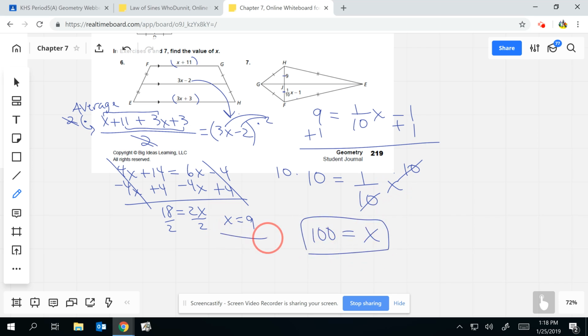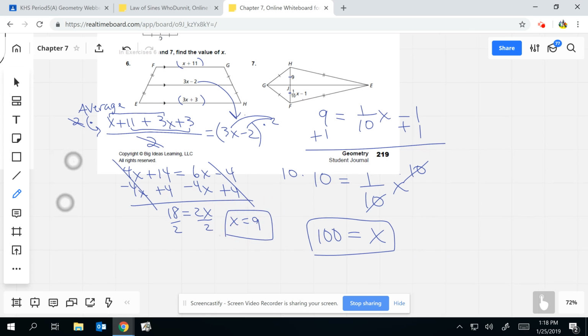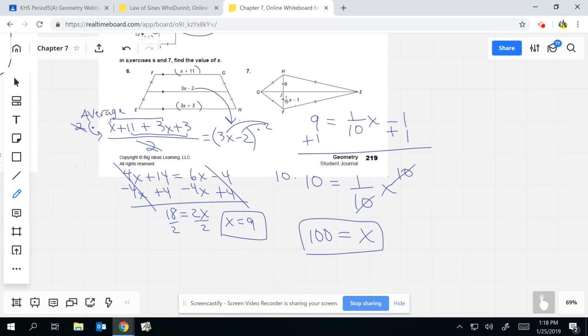So there's 100 there, there's 9 there. So that is your 7.5. That's your trapezoids and kites. So now you've got all the quadrilaterals.